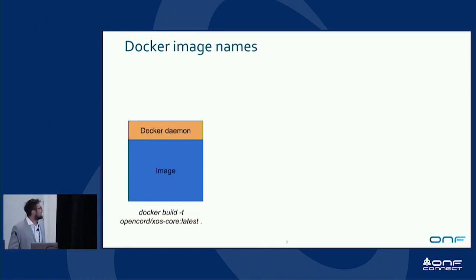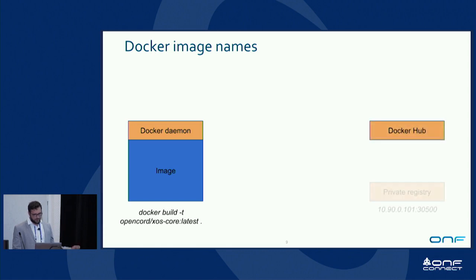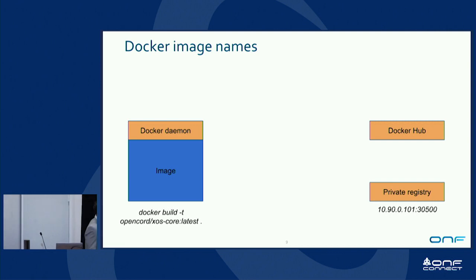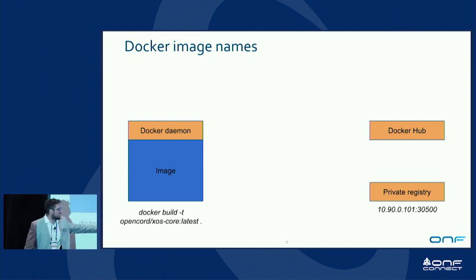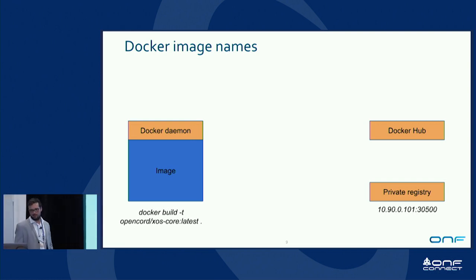How are our images called? What are the pieces that compose the name? So we start building some source code, for example, the core of XOS, and we invoke the command docker build -t open chord /XOS core colon latest. What do these pieces mean? We identify the organization, the project name, and the project version as part of the build.